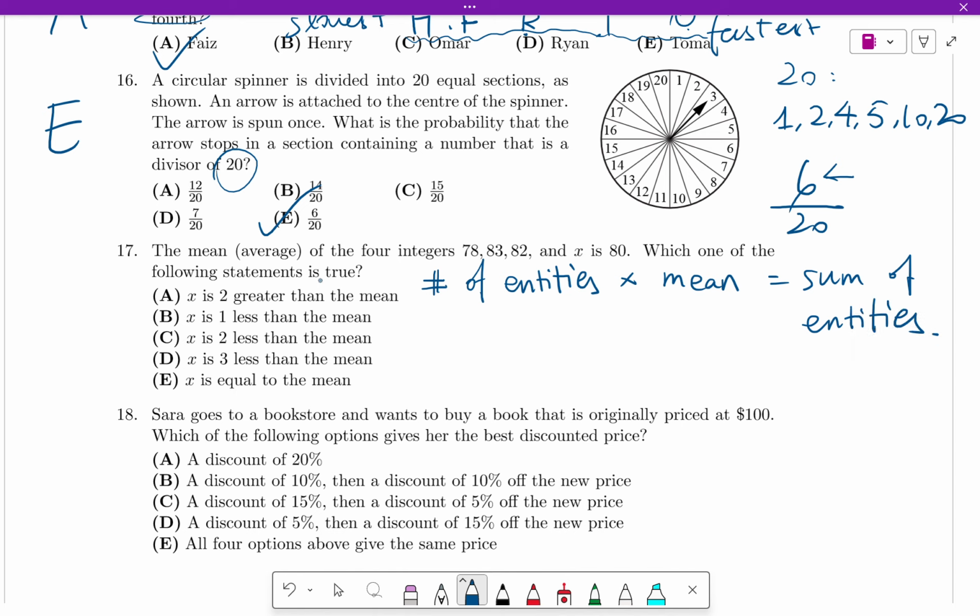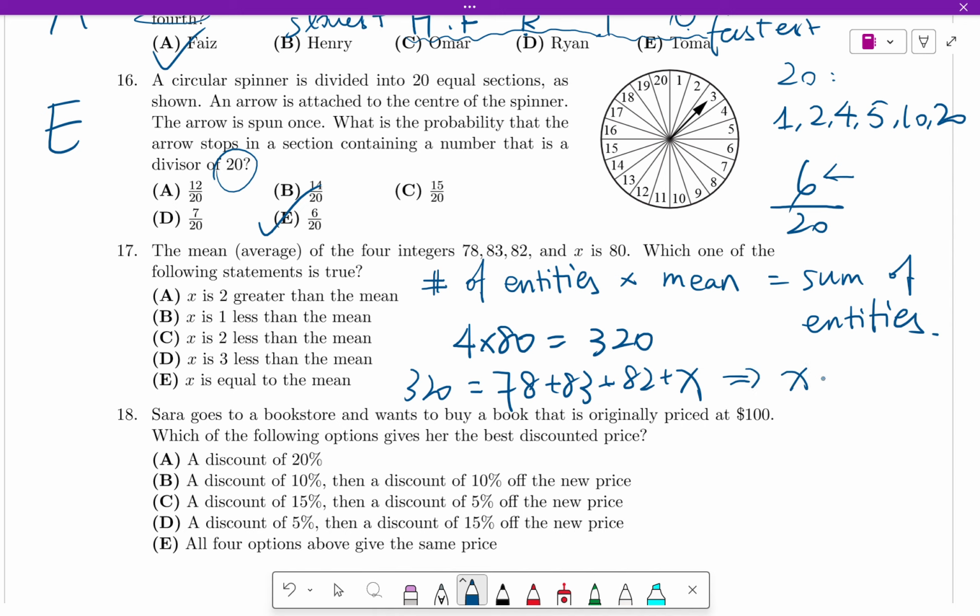If we put this into this particular case, we have 4 numbers, and their mean is 80. So the sum of all these 4 numbers would be 320. And this 320 would be simply equal to 78 plus 83 plus 82 plus x. So we can solve this equation and get x equal to 77. We can see that 77 is actually 3 less than the mean, which means option D would be correct.